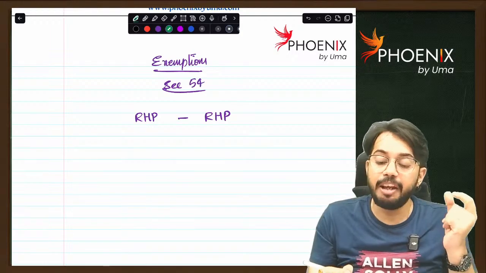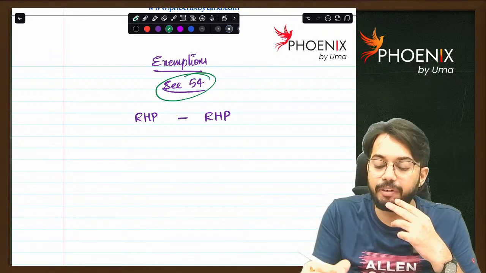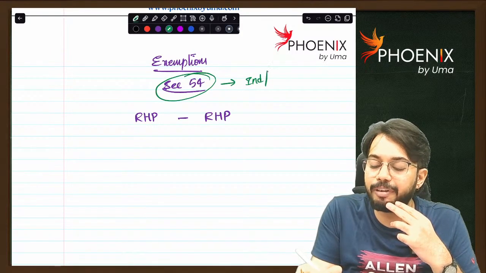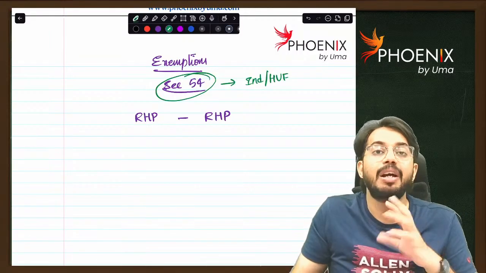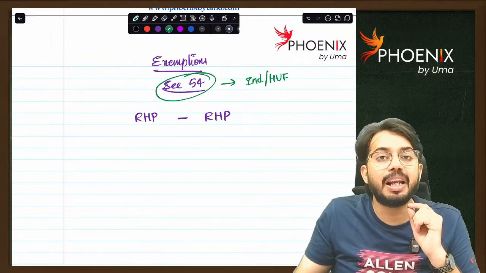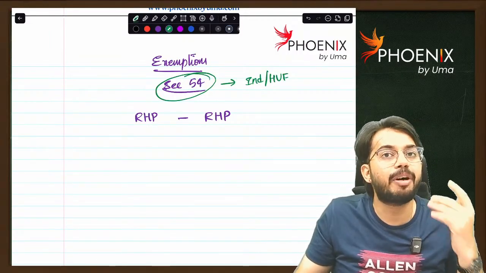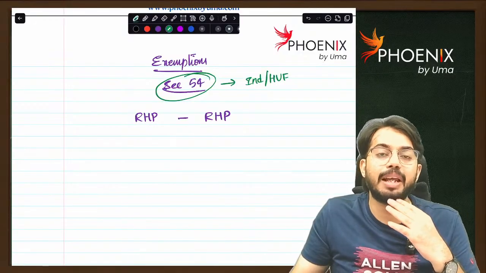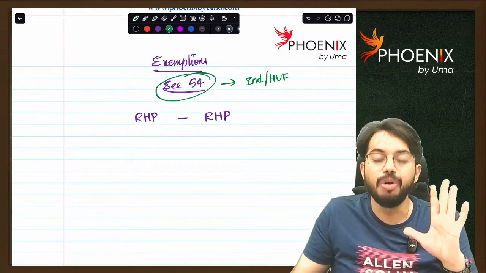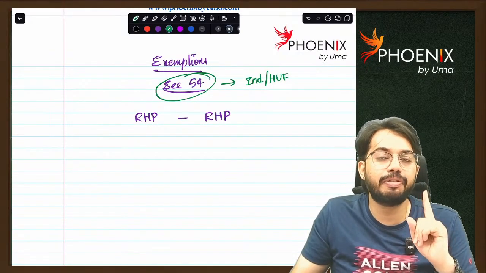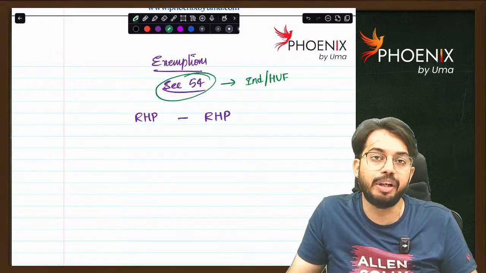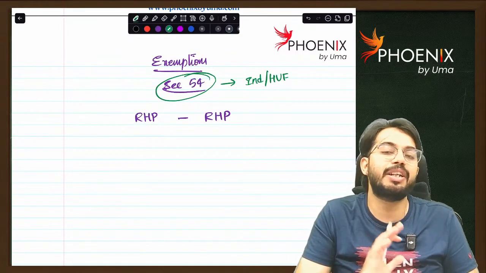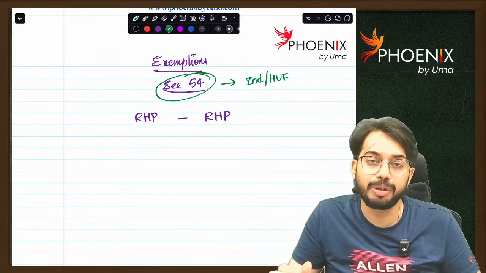Now, see, if you want to claim exemption under section 54, this benefit is available only for an individual or HUF. A company sold a building. Can the company claim exemption? No. A partnership firm sold a building. Can the partnership firm claim exemption under section 54? No. So who can claim exemption under section 54? Only an individual or HUF.